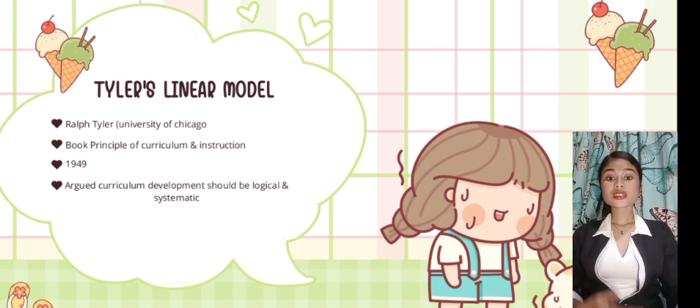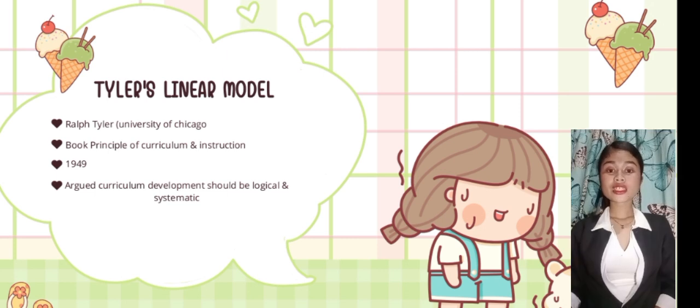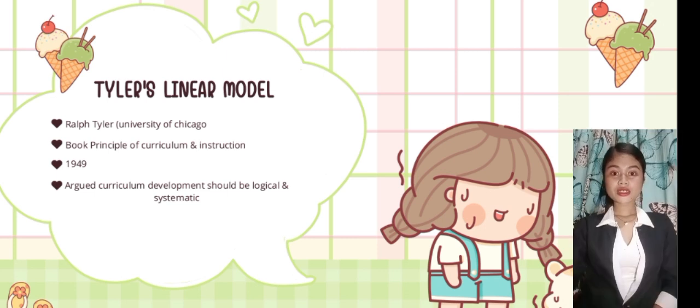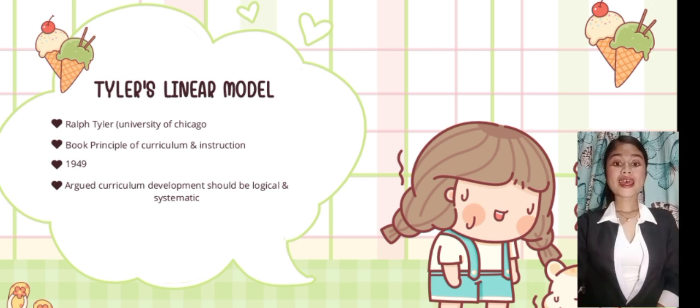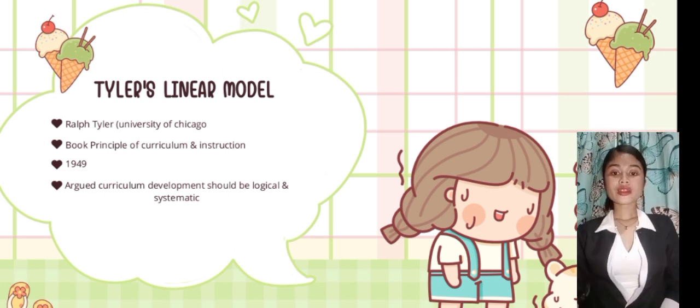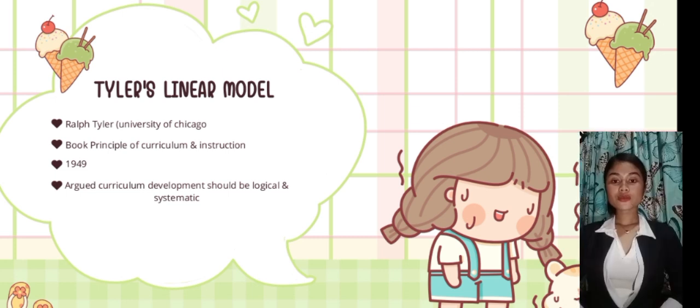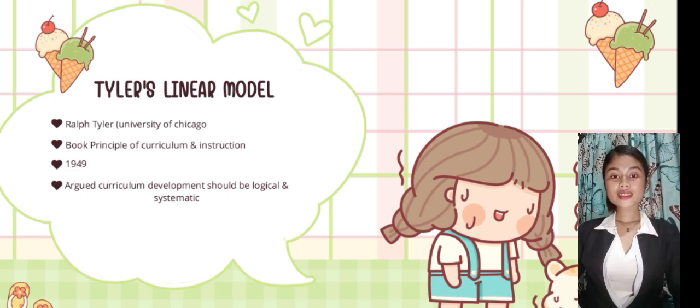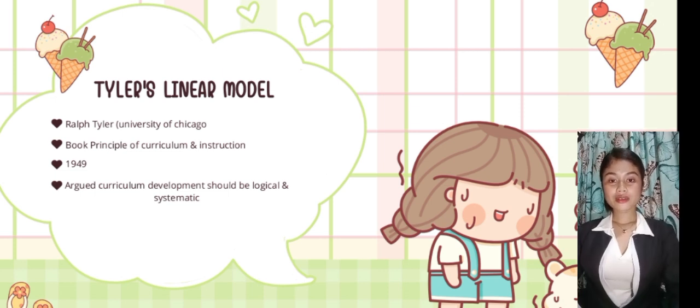Ralph Tyler first developed this model at the University of Chicago. It was presented in his book Curriculum and Instruction, published in 1949. He argued that curriculum development should be logical and systematic, to ensure that educational objectives are clearly defined and that instruction is clearly organized to achieve the desired outcomes.